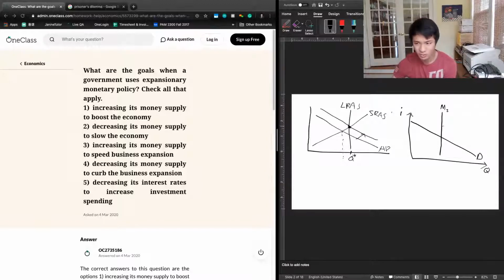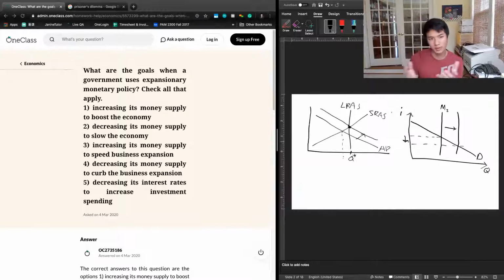Demand for money is going to stay the same. What can we do to lower interest rates? We're going to increase the money supply. If we increase the money supply, we have increased overall money in circulation, and we've also dropped the interest rate from where it used to be. It used to be up here, and now it's down here. And so that lower interest rate is what we were trying to accomplish.